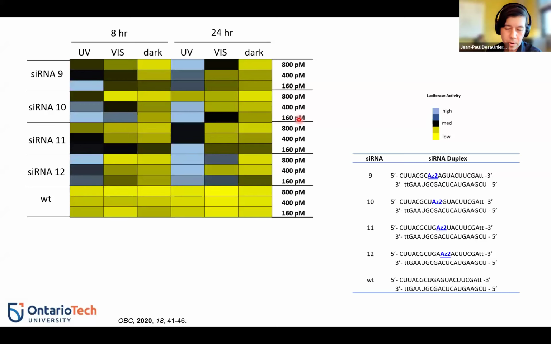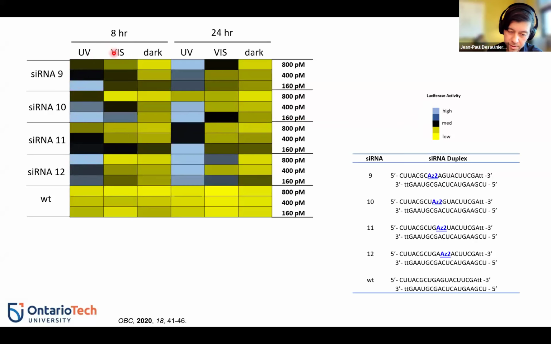And rather than looking at bar graphs, I have a heat map. The lighter the blue, the higher the luciferase activity, thus highlighting that the siRNA is not working. And the brighter the yellow, the lower the luciferase activity, meaning that gene silencing is occurring. So what you can see from this collection is that the siRNA is really not working well, because we see a lot of black and a lot of blue.